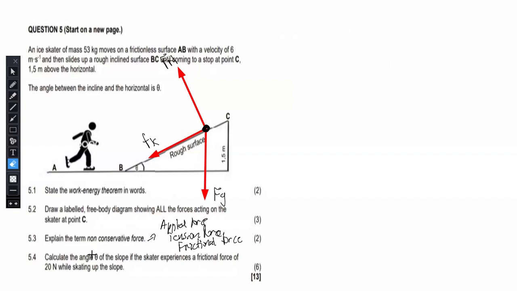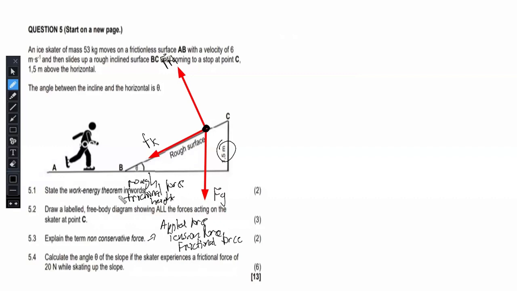Then 5.3 says calculate the angle theta of the slope if the skater experiences a frictional force of 20 Newton while skating up the slope. Now, we just explained the term non-conservative force. I said the examiner constantly throws hints in there as to tell you which formula to pick. So with this one, we know that we have our incline here, and then we do have our height. So remember, I said when there's keywords like this is a rough surface, and then you can see that you have non-conservative forces like a frictional force, and then you also have height.